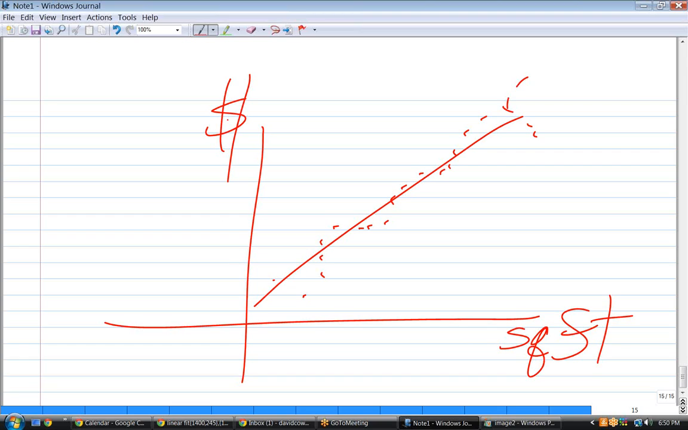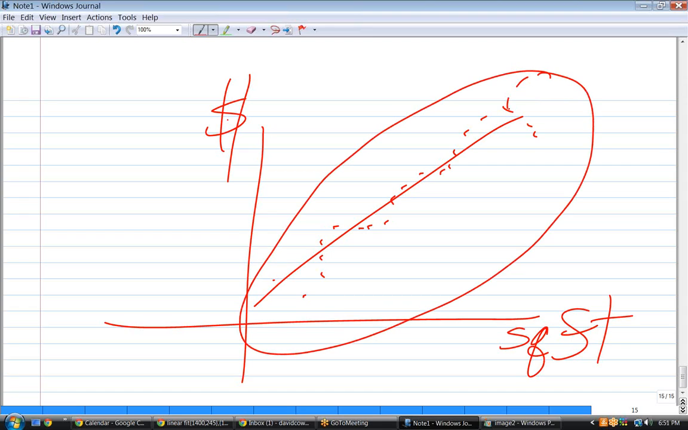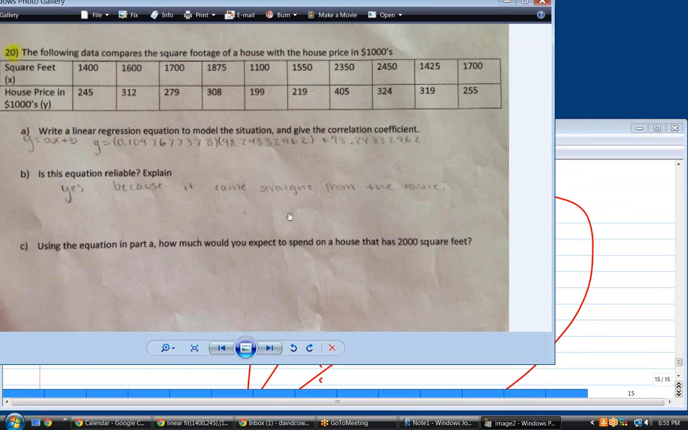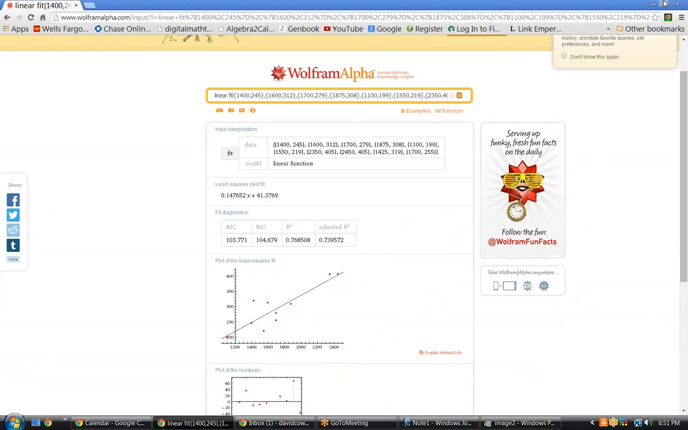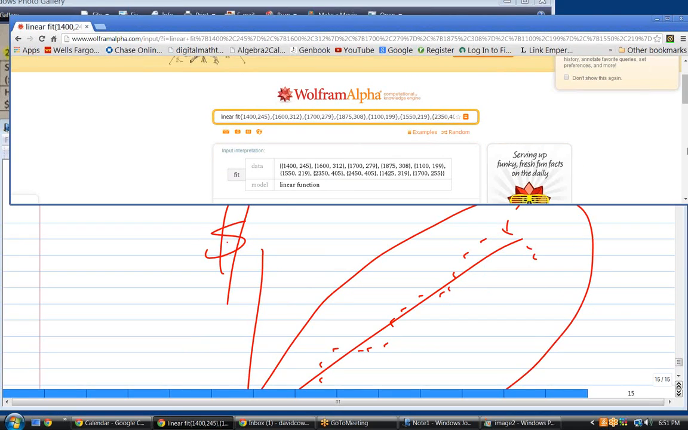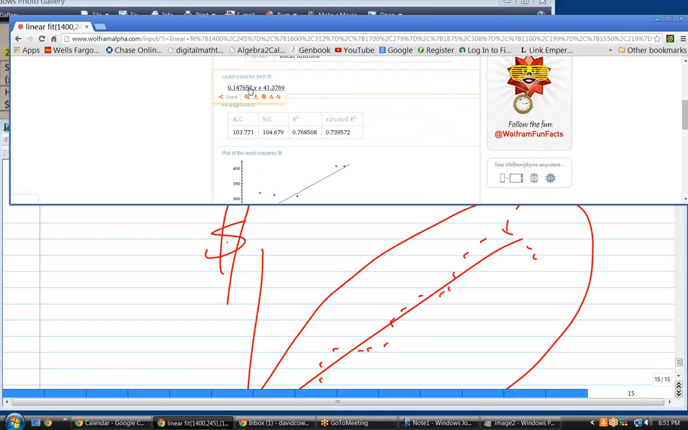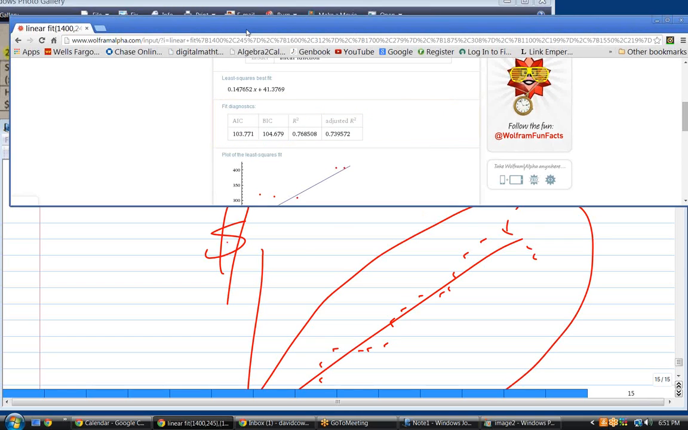We wouldn't expect it to look quadratic. We would expect it to be linear. So we would apply a linear regression to that set of points. And that's what they've asked you to do here. Write a linear regression equation. Now, since I've done it, if you want to use my results, you're welcome to. This is the equation right here. You want to write y equals that. That's your answer.